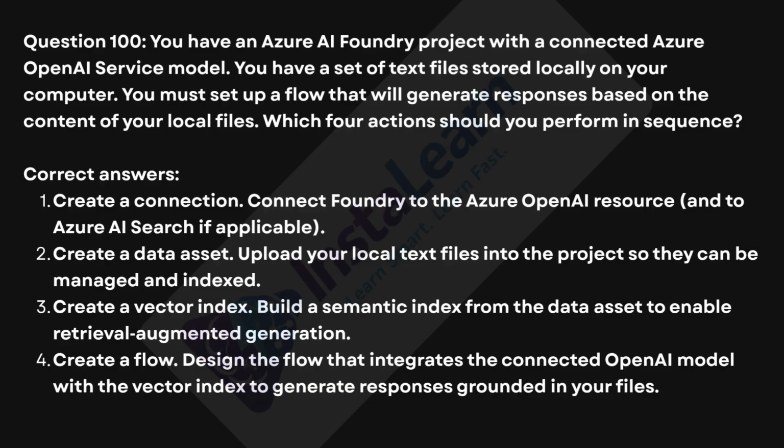Correct answers are: 1. Create a connection. Connect Foundry to the Azure OpenAI resource, and to Azure AI Search if applicable. 2. Create a data asset. Upload your local text files into the project so they can be managed and indexed. 3. Create a vector index. Build a semantic index from the data asset to enable retrieval augmented generation. 4. Create a flow. Design the flow that integrates the connected OpenAI model with the vector index to generate responses grounded in your files.